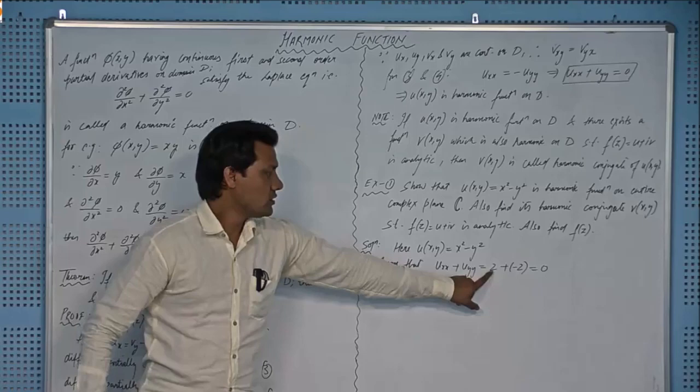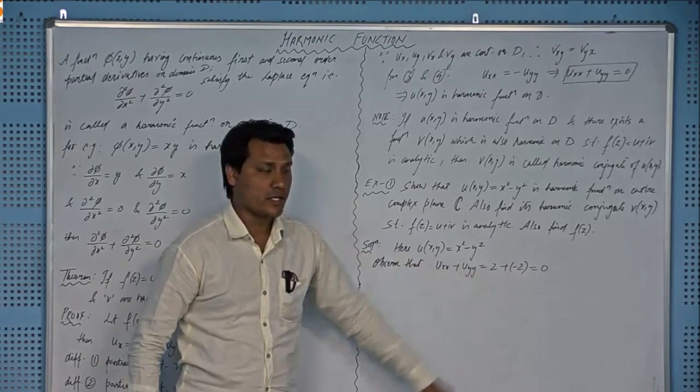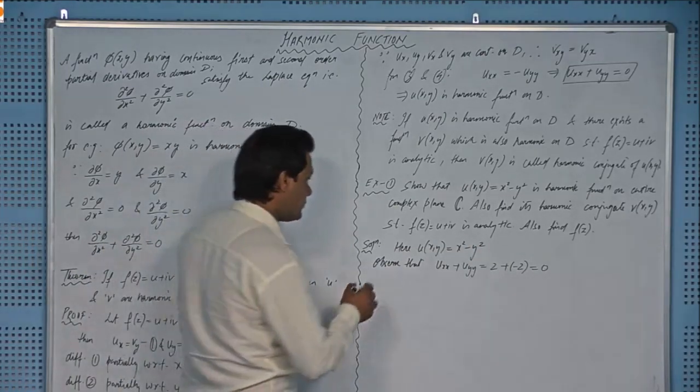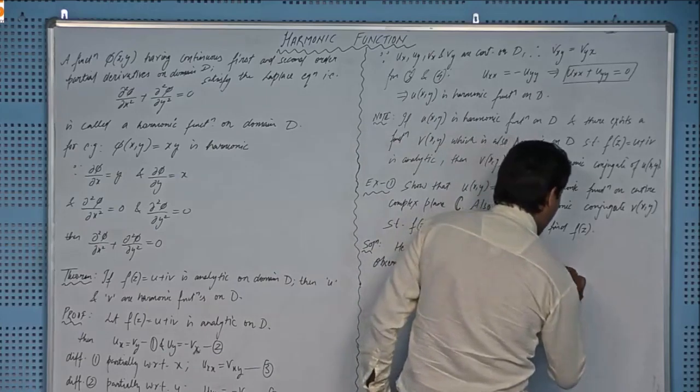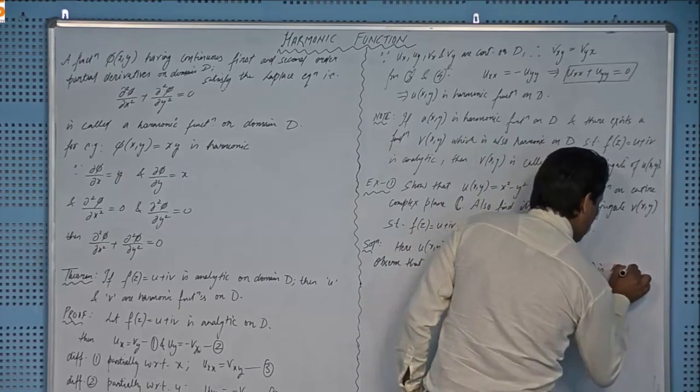This is the value of the second pure derivative with respect to x, and this is the second derivative with respect to y, and you can see that they are added to give 0, which implies that u is harmonic. Okay.